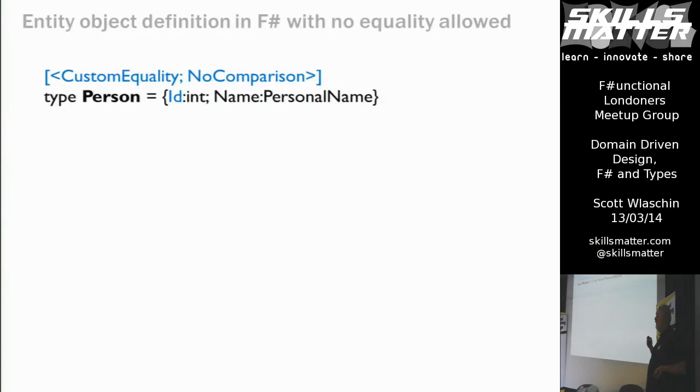So when I have complex types like this, I actually like to use the no equality attribute, which I think is actually a fantastic addition to F#. What that does is it means you literally cannot compare these types. So if I have two persons, I can't compare them. I can compare their IDs, I can compare their names, I can dot into them and compare different properties, but I can't write person 1 equals person 2. I think that's a really fantastic feature.